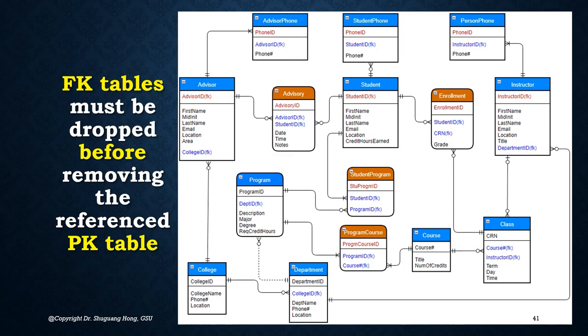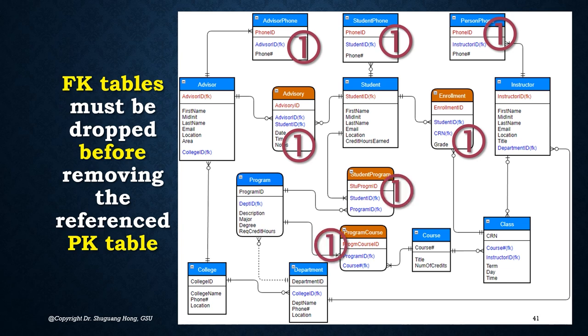Let's use the university database design example to illustrate how to determine the order of deleting relations. The order to delete relations is the opposite of the order to create relations, which we discussed earlier in this session. First, we delete those relations that were not referenced by any foreign key. In our example, this group includes advisor phone, student phone, person phone, advisory, enrollment, student program, and program course. Second, the next group should include those relations whose foreign keys referenced only those relations just deleted in the first step. In this example, this group includes advisor, student, instructor, program, and class.